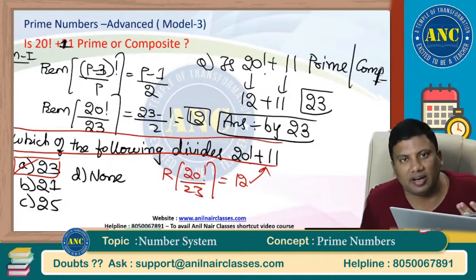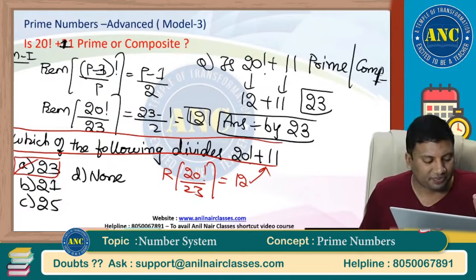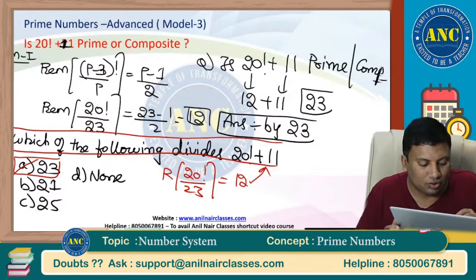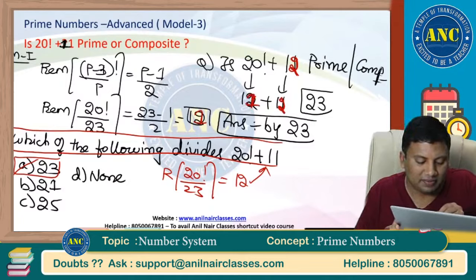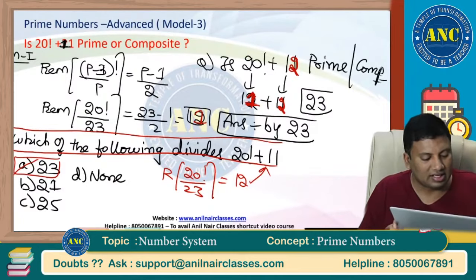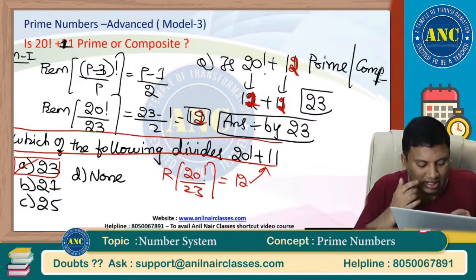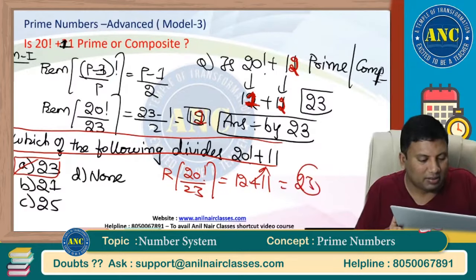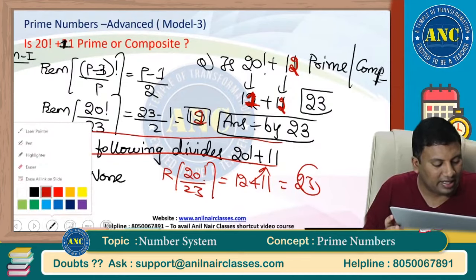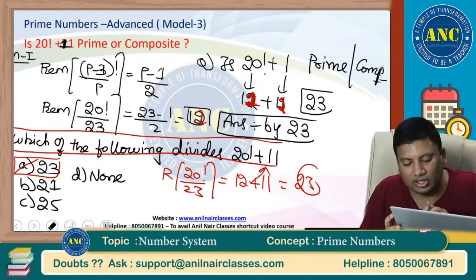Which of the following divides 20 factorial plus 1? 20 factorial divided by 23 is nothing but 22 by 2, which is 11. There is a calculation mistake; I took it as 12. So this is nothing but 11 plus 12 plus 11, which is 23. The answer is divisible by 23. I hope the idea is clear. Let me change the question to this.